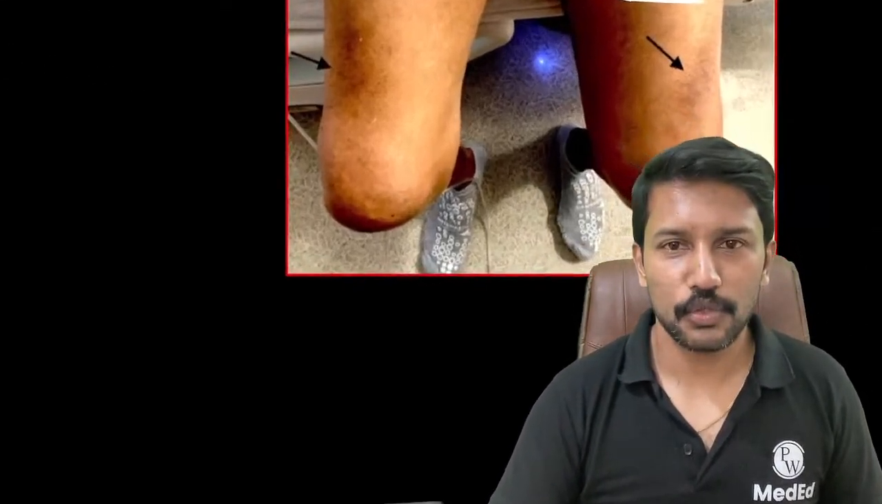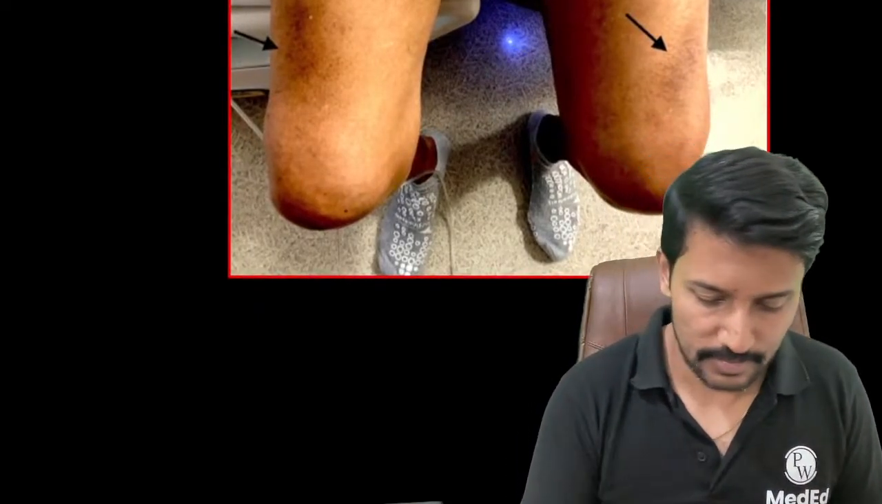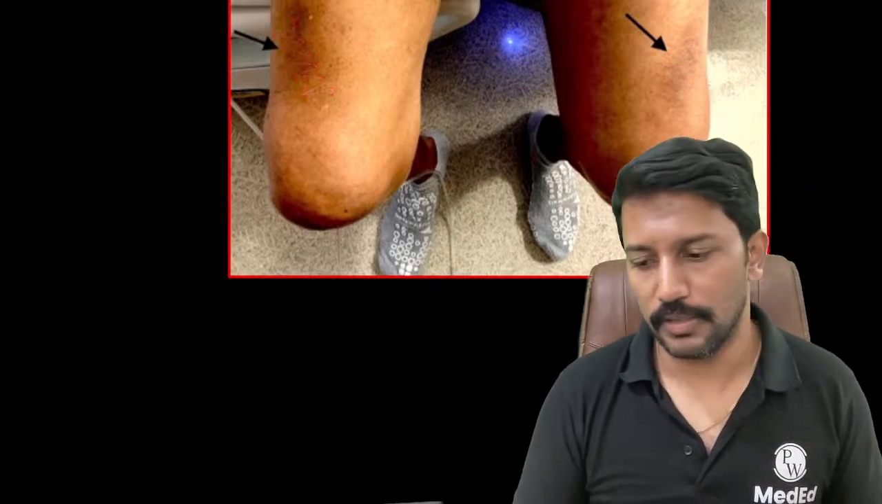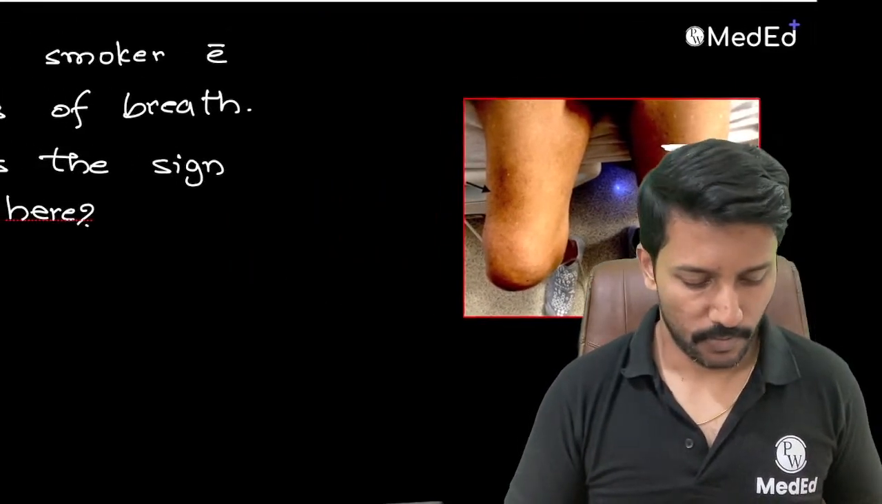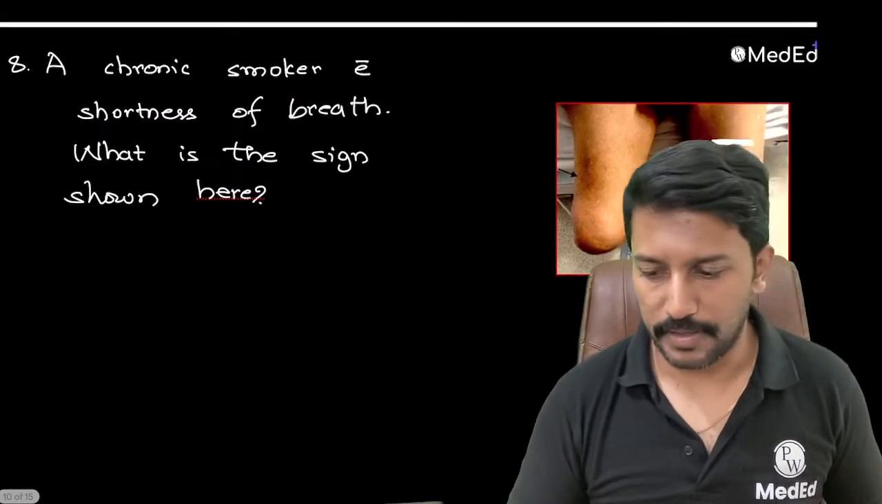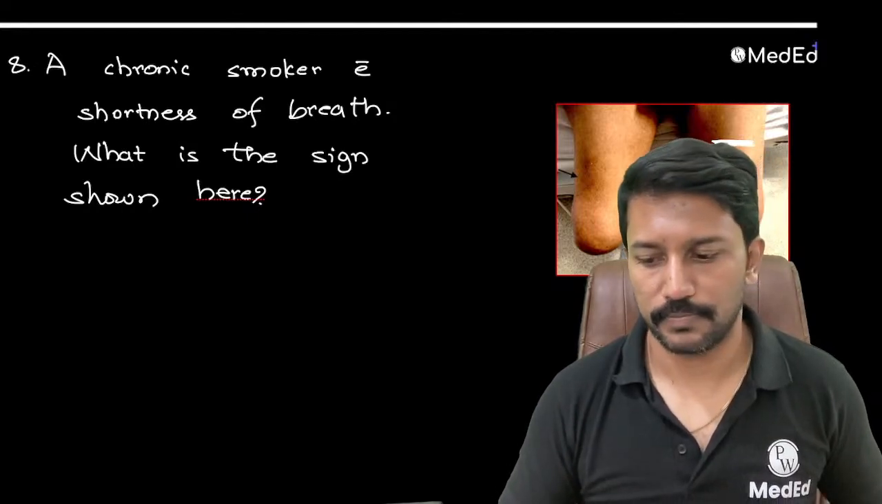Okay, what is the sign shown? There is an arrow mark pointing towards something, right? I think all of you can see that there is pigmentation on the thighs. History given is that here is a patient with chronic smoking and this is a finding. So what do you think is the diagnosis and what sign is being shown here?